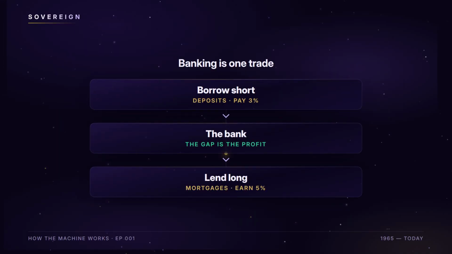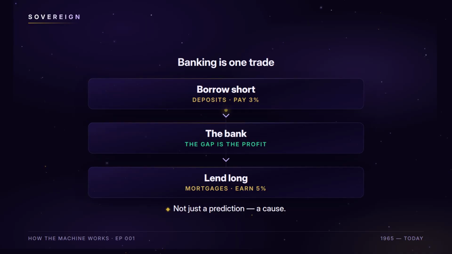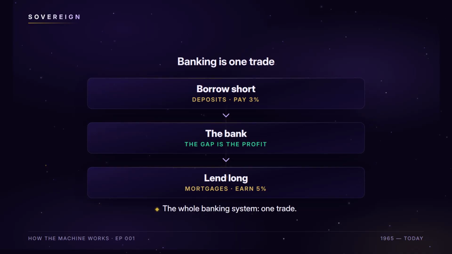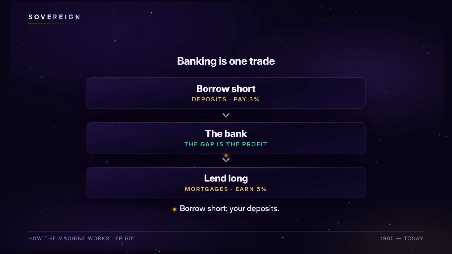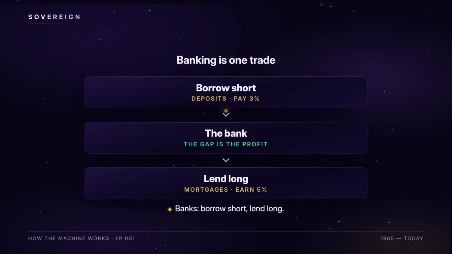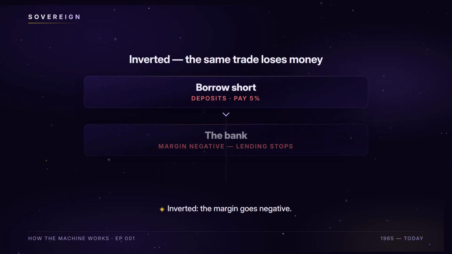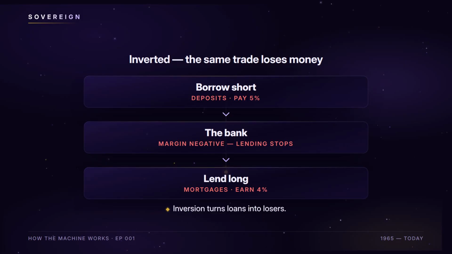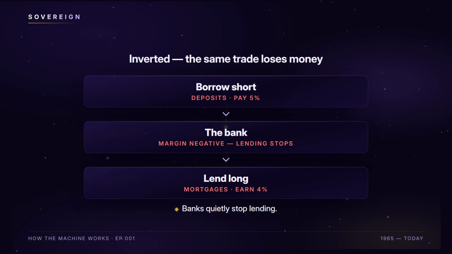Here's the part most explainers miss. The inversion isn't just a prediction, it's a cause. The entire banking system runs on one trade: borrow short, your deposits, and lend long, mortgages, business loans. The gap between those two rates is the bank's profit margin. Invert the curve, and that margin goes negative. Every new loan becomes a money loser, so banks quietly stop making them. Credit, the oxygen of the economy, gets rationed, months before anyone announces anything. The signal and the disease are the same event.